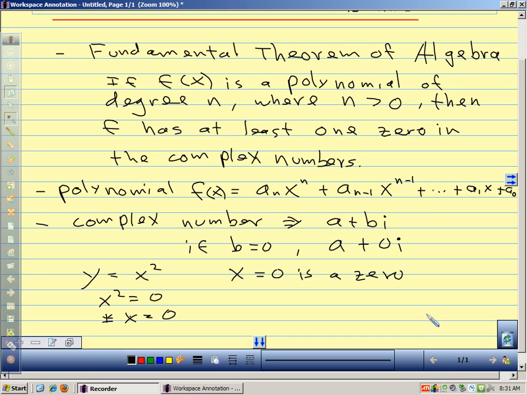So the important part of the fundamental theorem of algebra is that it tells us that if we have a polynomial, we can always find a solution. There's some solution that we can find. And we're interested in how we find that solution. Now, something that follows from the fundamental theorem of algebra is called the linear factor theorem.